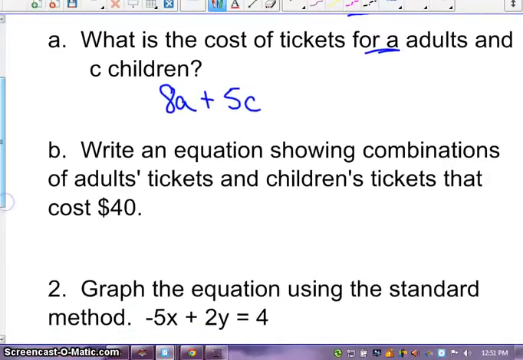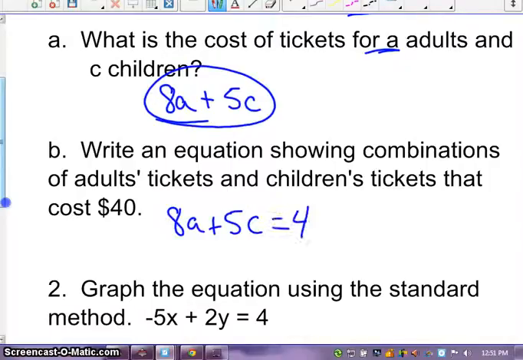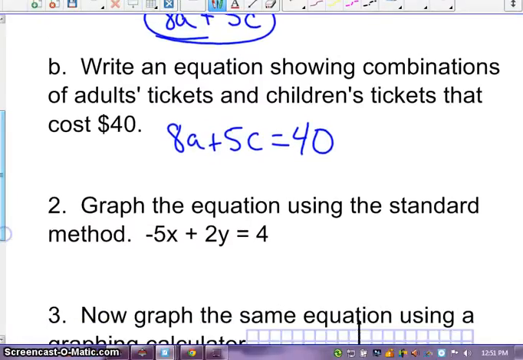Alright, now the second part of this question says, write an equation now showing combinations of adult tickets and children's tickets that cost $40. So an equation, remember, has an equal sign. So we're just going to use this expression, 8A plus 5C, and make it equal to 40. There's your equation. That's a combination of 8 times A adults and 5 times C children. Now this equation is in standard form because you have both the variables on the same side and it's equal to some answer. Okay, you know what it's equal to.